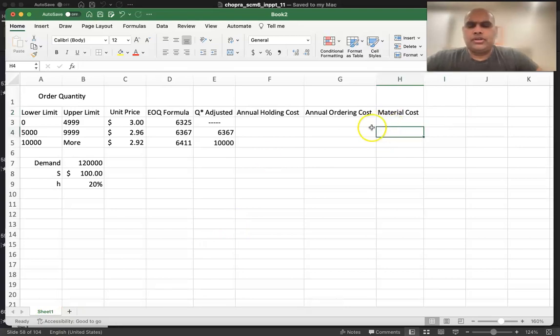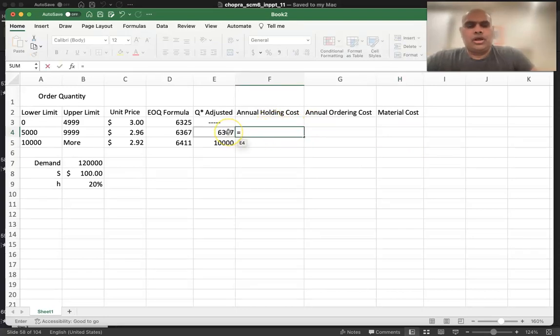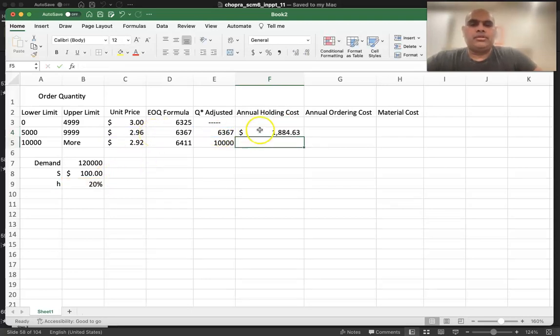Okay. So let's continue this quickly. Let's do the annual holding cost. So annual holding cost is Q divided by 2 times H, which has to be absolute, times C, which is $2.96, right? And this also has to be an absolute reference. Q over 2 times H times C. That's my annual holding cost for this case.